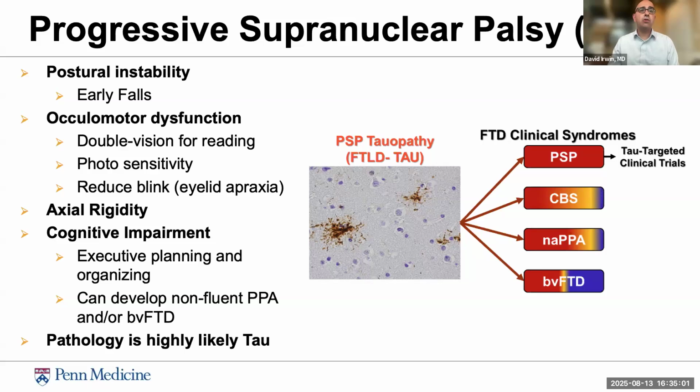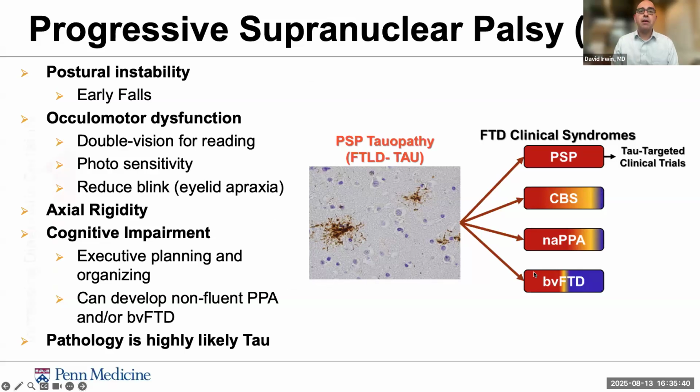And when these core clinical criteria are met, in contrast to other forms of FTD, the pathology is highly likely tau. What you're seeing here is a photomicrograph of tau pathology in the brain of a patient with PSP. We can see this syndrome has a high correspondence, color-coded here, with PSP tau based on these clinical symptoms, and thus tau-targeted clinical trials are focused on PSP patients. But we also know that the same PSP tau in different patients can present sometimes with corticobasal syndrome, sometimes with non-fluent progressive aphasia, and sometimes with the behavioral variant.